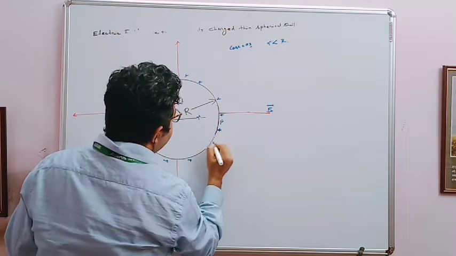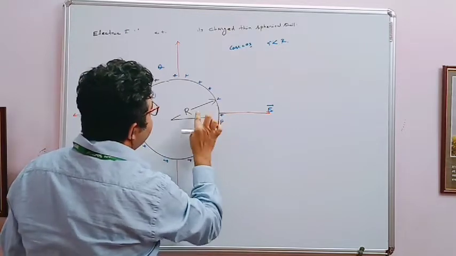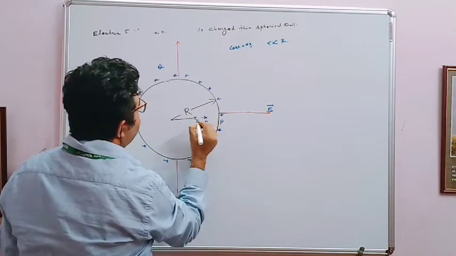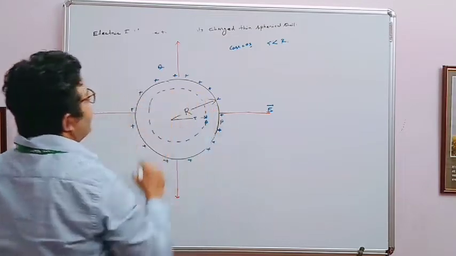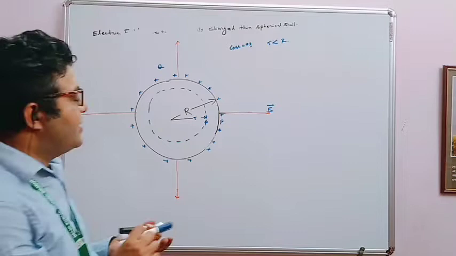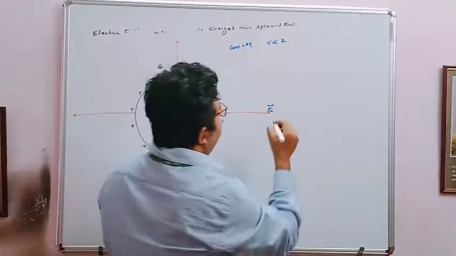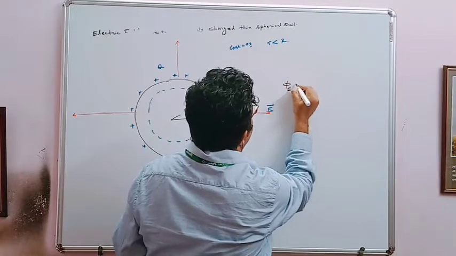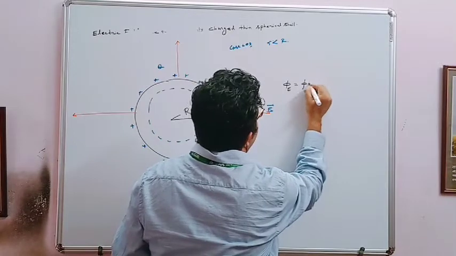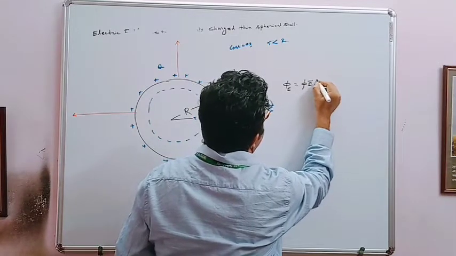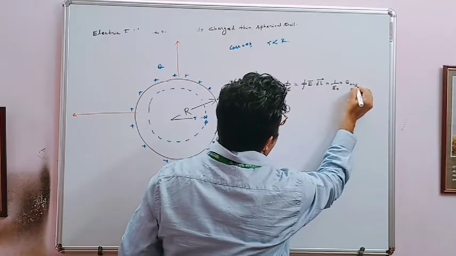Electric field will remain the same, but now the point is inside. As the point is inside, we imagine an imaginary Gaussian surface within the shell. Again, from the definition of electric flux and Gauss's law, electric flux is E dot ds, that is 1 by epsilon naught q enclosed.